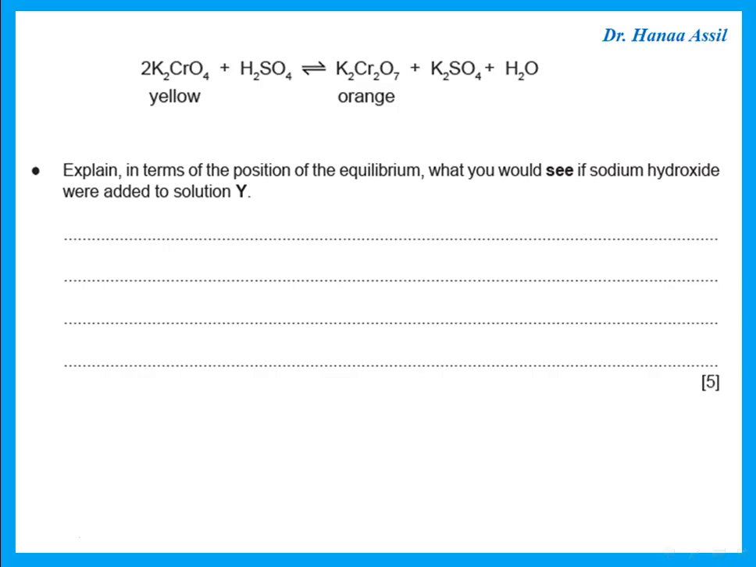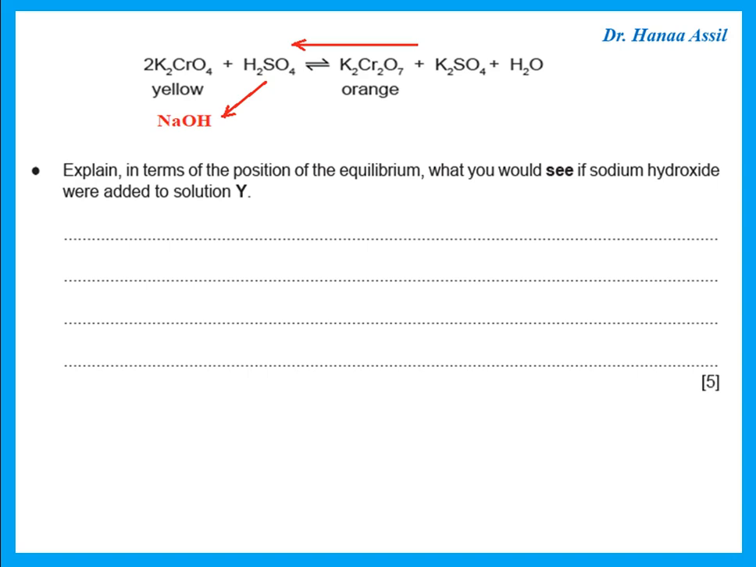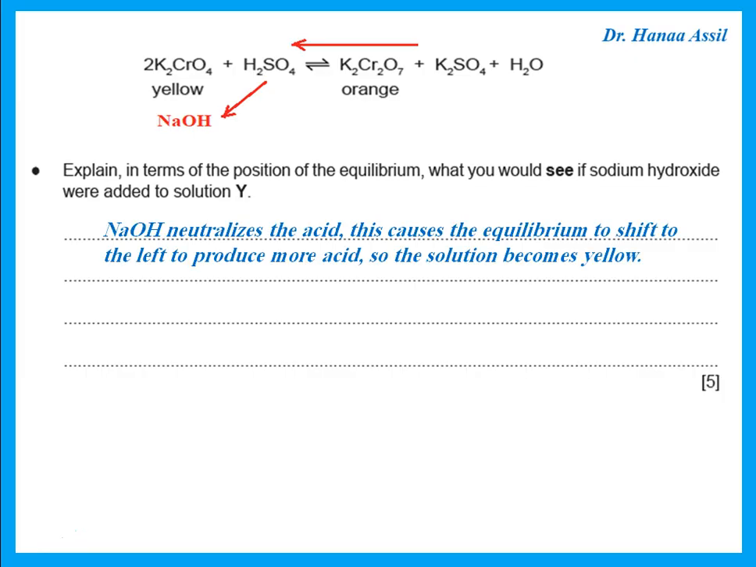Explain in terms of the position of equilibrium what you would see if sodium hydroxide was added. Now, if we add sodium hydroxide, how will it affect this reaction? You can see that if I add sodium hydroxide, it will react with the acid. So it is actually as if I am removing some of the acid, and that means the point of equilibrium will shift to the left to produce more acid because it wants to go back to what it was. So the sodium hydroxide neutralizes the acid. This causes the equilibrium to shift to the left to produce more acid, and that means the solution will become yellow.